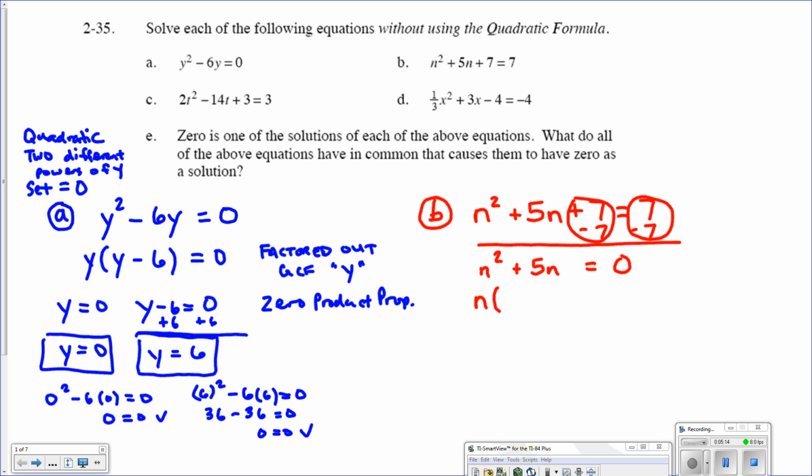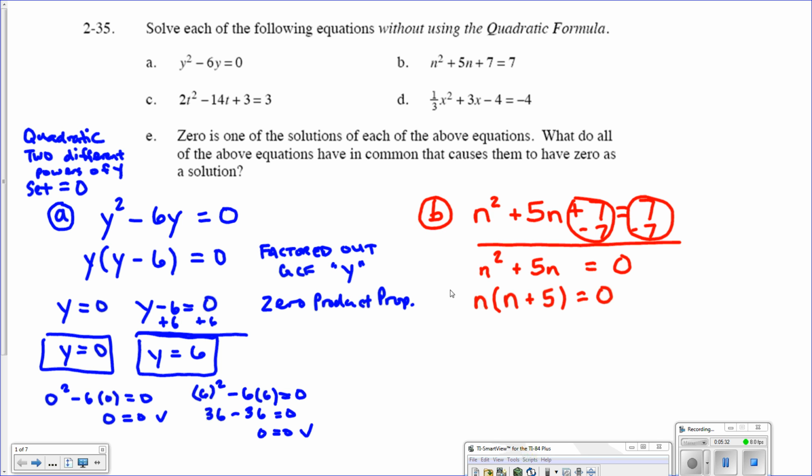So when we do that, we say n times what gives us n squared? Well, that would have to be an n. And n times what gives us positive 5n? That would have to be plus 5. That all equals 0.